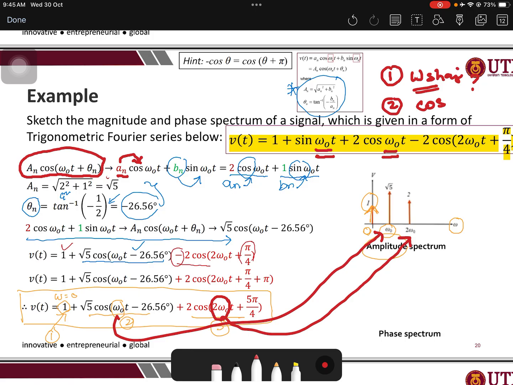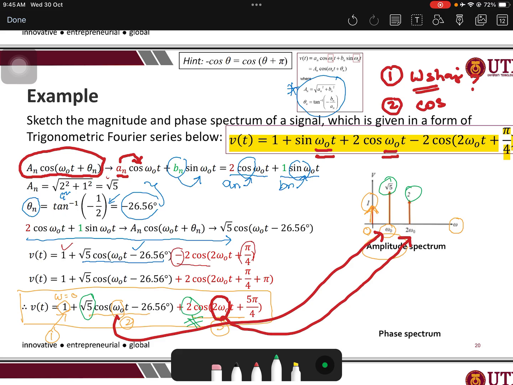So let's take a look. The amplitude belonging to omega naught is equal to root 5, so you can draw root 5 here. What about the third component? The amplitude belonging to 2 omega naught is 2, so that is why 2.